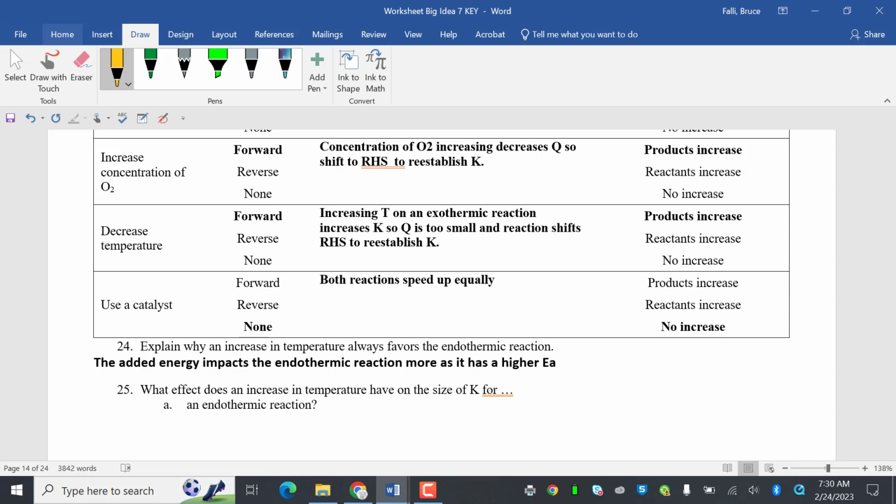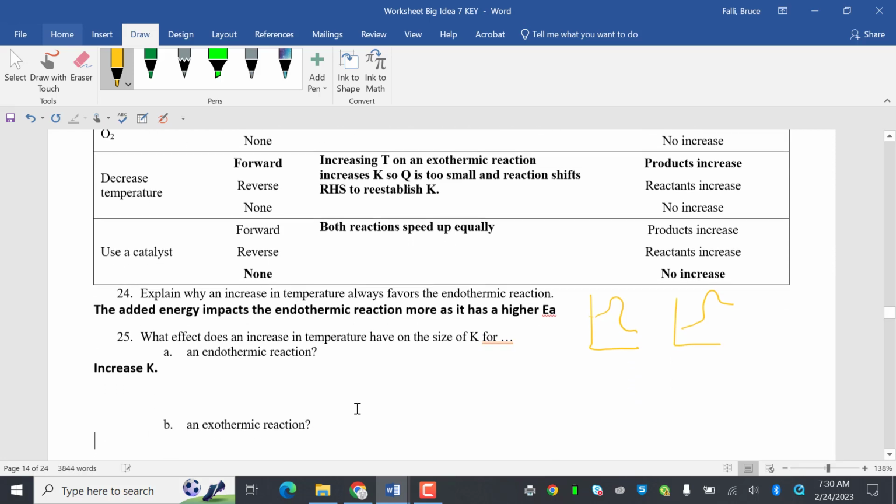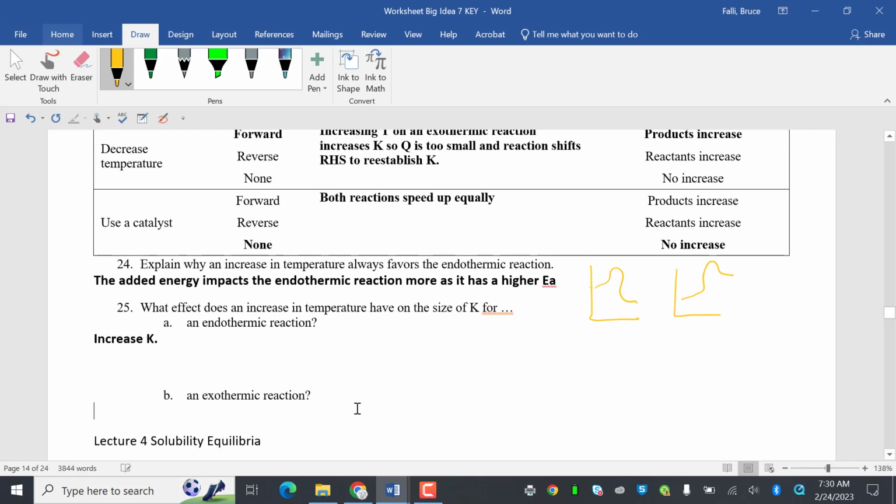So if I were to draw this, exothermic, essentially the same thing. If it has a higher EA, those energy barriers are a lot harder to get to. What effect does an increase in temperature have on the size of K for an endothermic reaction? If I increase temperature on an endothermic reaction, it will increase K. For an exothermic reaction, it will decrease K.